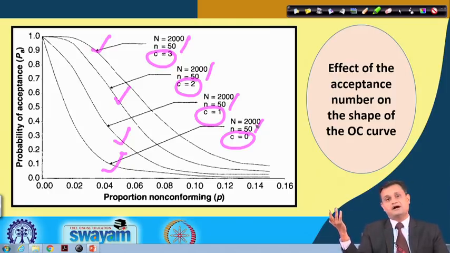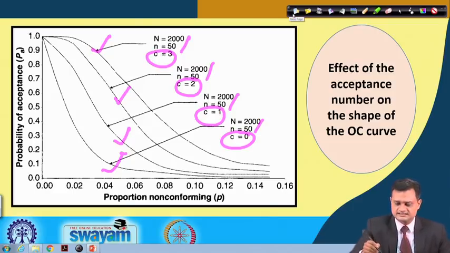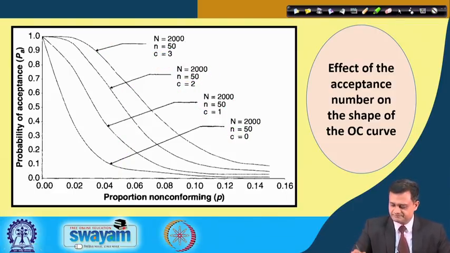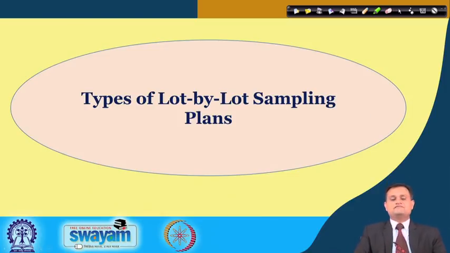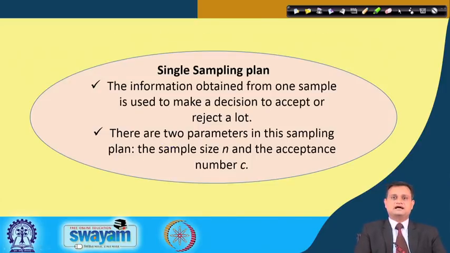The discriminatory power increases. Obviously this will have an impact on my producer's risk as well as consumer's risk. So this is something that we can appreciate. Now if you see the types of lot by lot sampling plan and what is the variety, then you have single sampling plan, double sampling plan and multiple sampling plan.